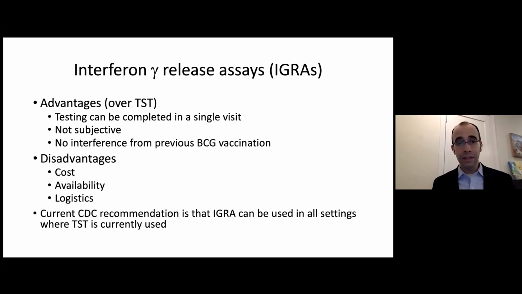There are clear advantages to these tests because they're blood tests. They can be completed in a single visit. They're not subjective. They don't require somebody to read a zone of induration. And there's, as I mentioned, no interference from prior vaccination. The disadvantages are that they're more costly. They're not available everywhere, and sometimes there are logistics about when they can be drawn during the week, depending on how often these tests are sent. The current CDC recommendation is that the IGRA can be used in any setting in which a TST is used.